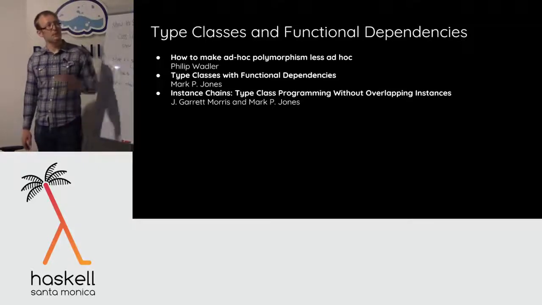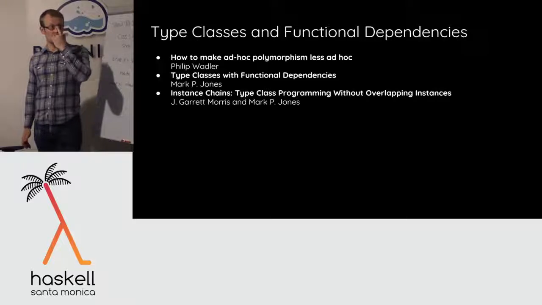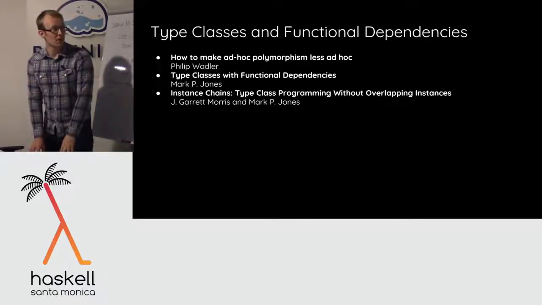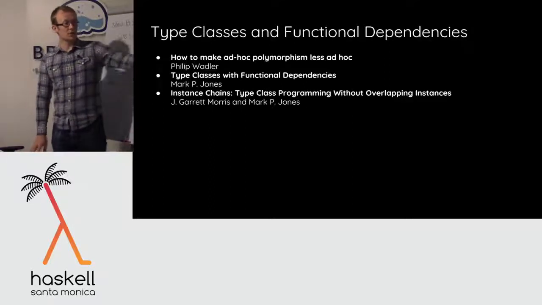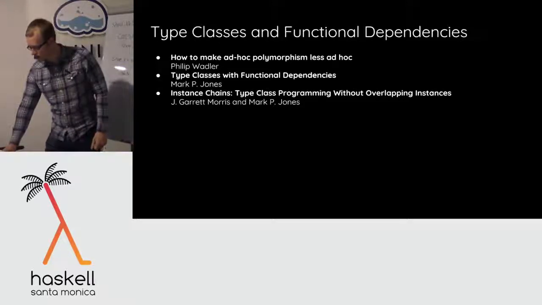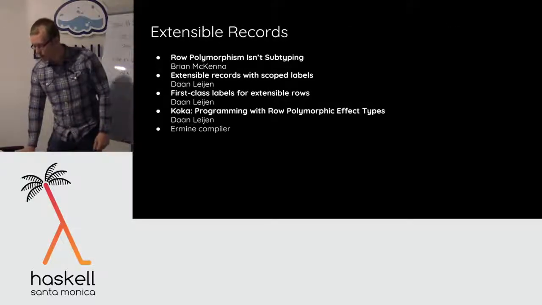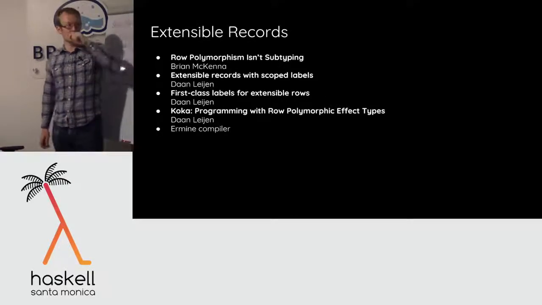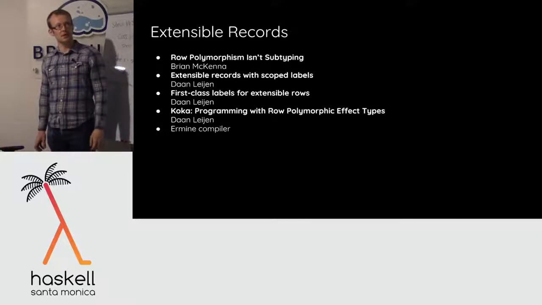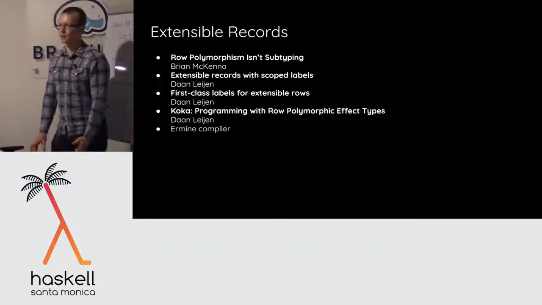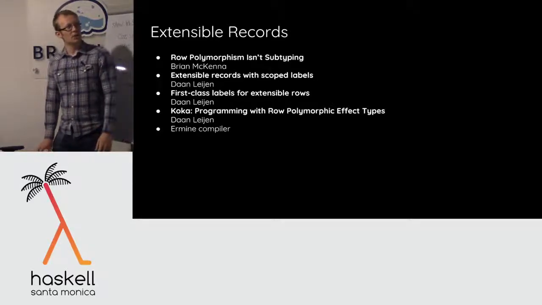Type classes and fundeps: the original type class papers are great. How to make ad hoc polymorphism less ad hoc by Phil Wadler is a great paper, and the original functional dependencies papers by Mark Jones are also great. Mark Jones also co-authored the instance chains paper, which has a nice summary of some of the fundeps material as well. If you're interested in extensible records, Brian McKenna has a fantastic blog post from a few years ago called Row Polymorphism Isn't Subtyping, and he also implemented the Roy compiler, which is where I originally saw row polymorphism and wanted to implement it.